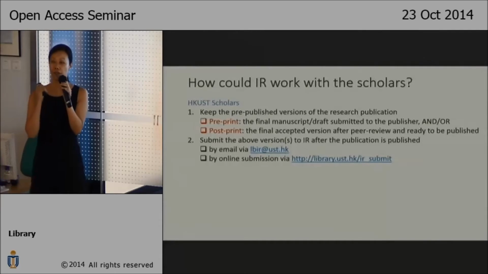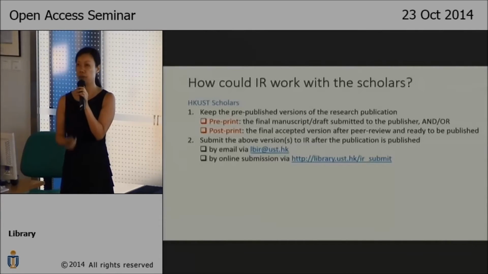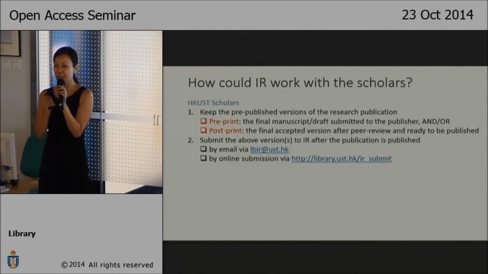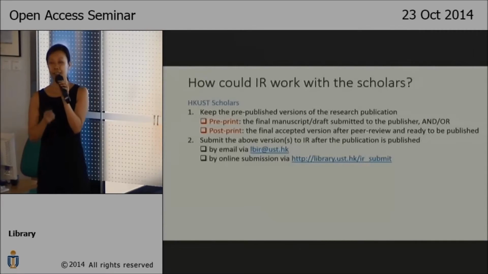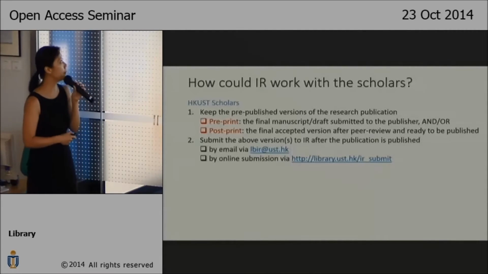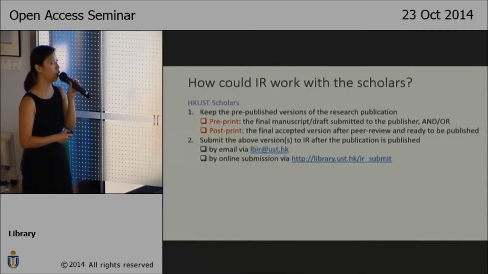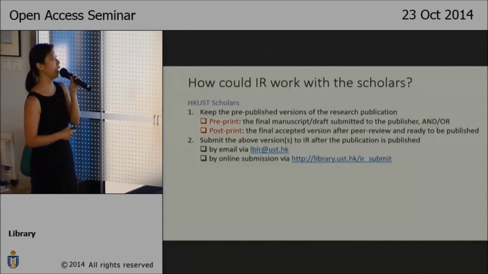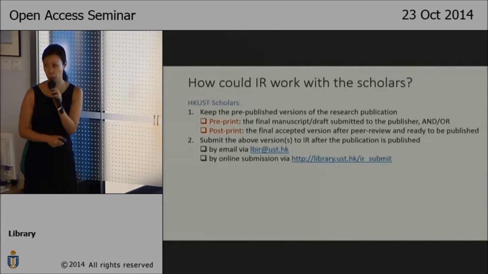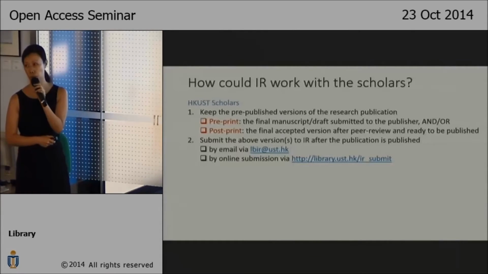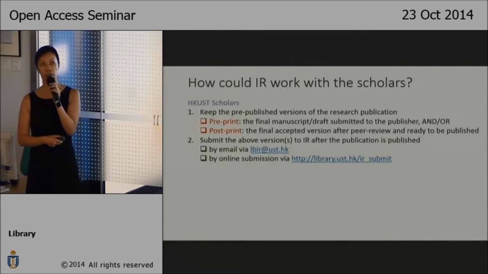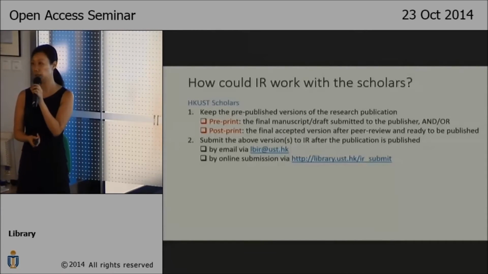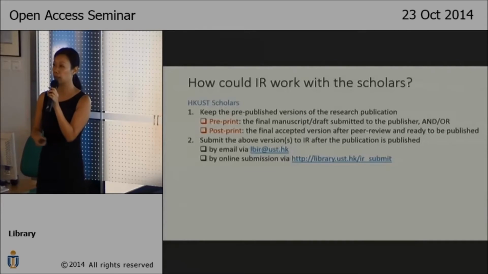Okay, so if you are an HKUST scholar, you only need to do two things. The first thing is to keep the pre-published version of your publications. What is the pre-pub version? There are two kinds. The first one is preprint, and the second one is postprint. Preprint is the final manuscript or draft that you submit to the publisher. You write your own work. You always keep the copyright, okay?